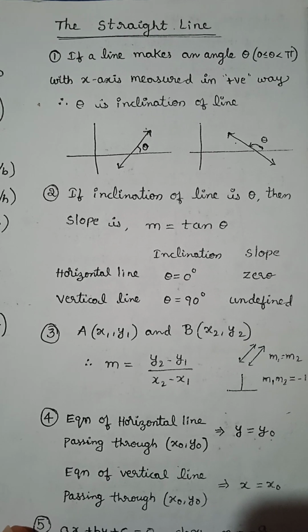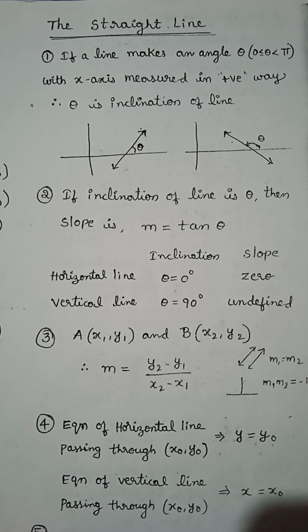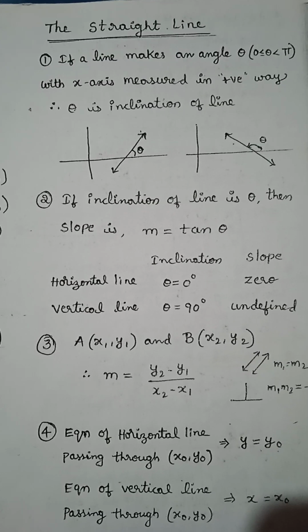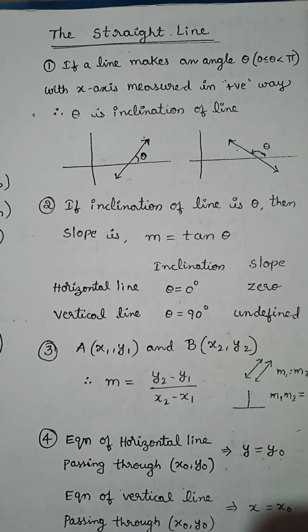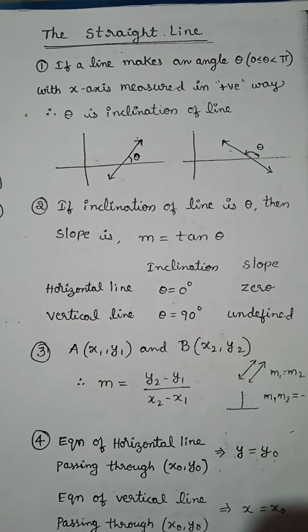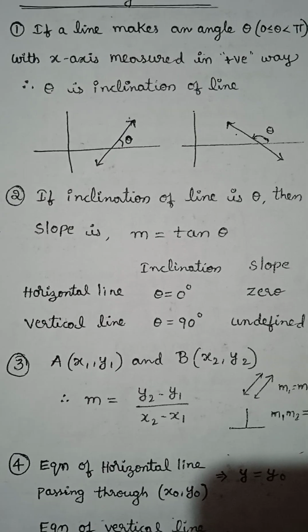Now we move on to straight line. If a line makes an angle theta with the positive x-axis in a positive way, then theta is the inclination of the line. If the inclination of the line is theta, then the slope is m equal to tan theta.